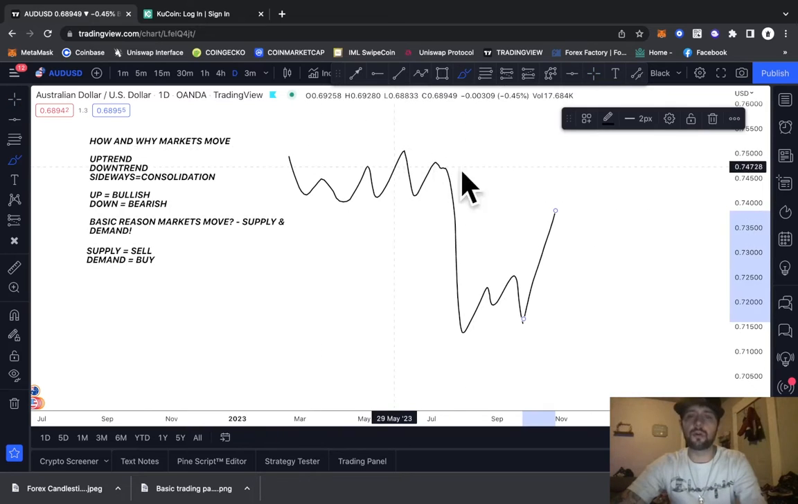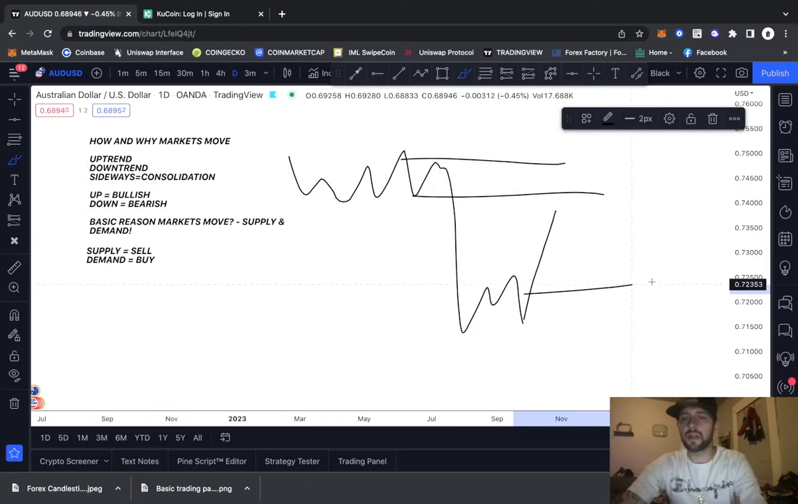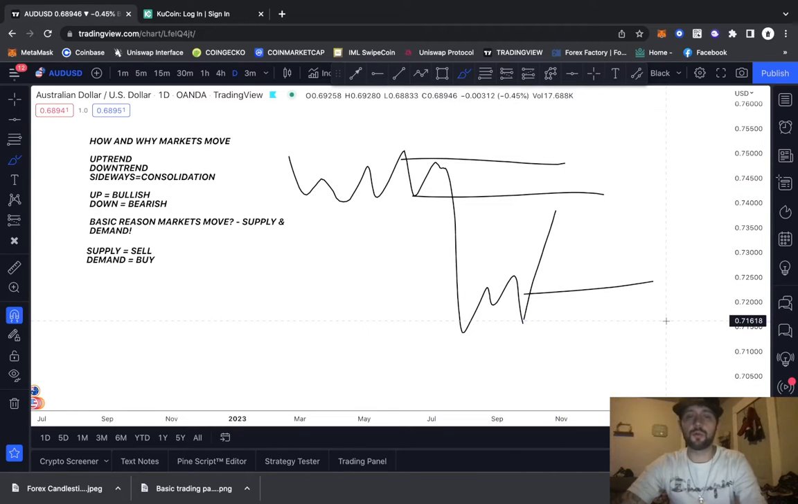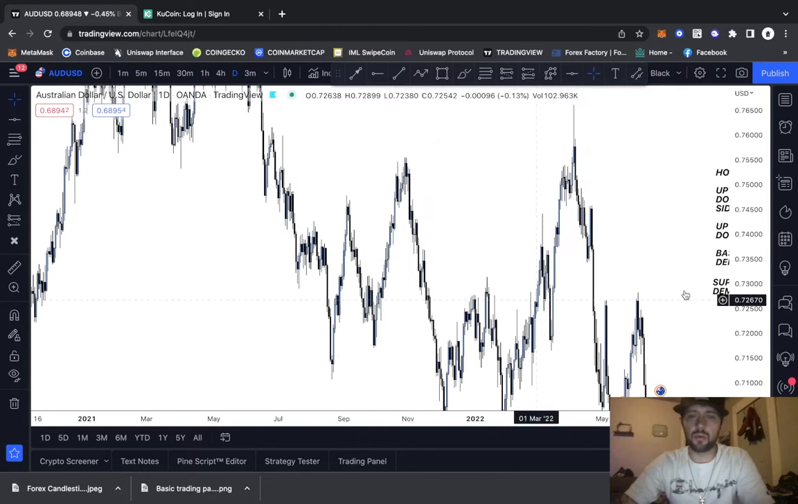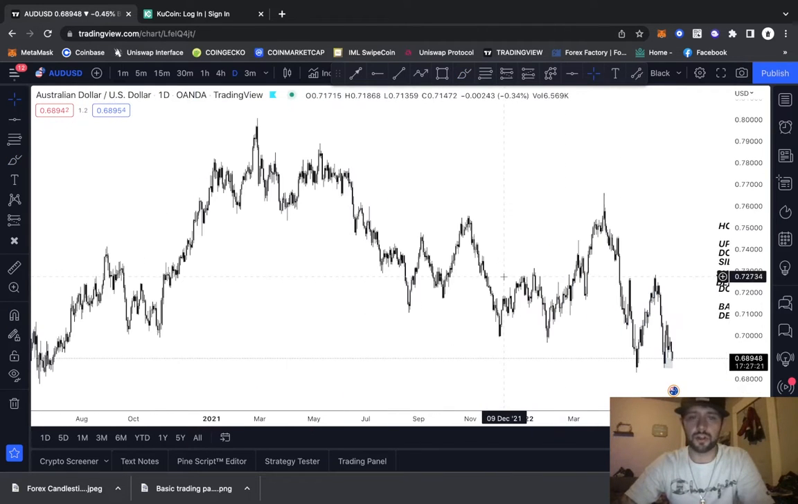I just drew this little crappy drawing up here of what I guess you could call some market structure here. And if I wanted to show you an example, supply would be up here at the top, demand would be down here at the bottom. Those are two crappy little examples. But hopping over here to the charts, I want to get into some basic market structure really quick.